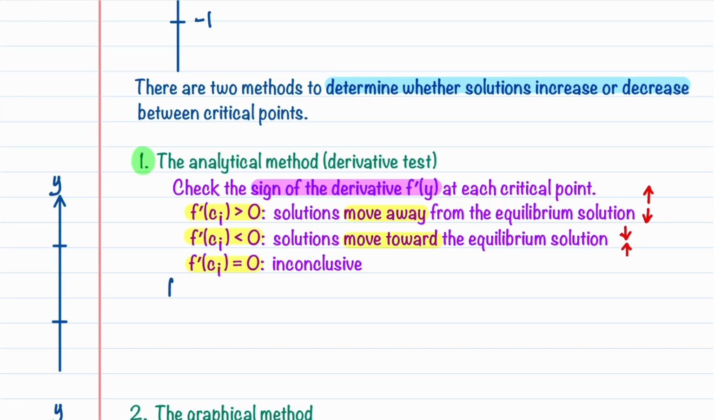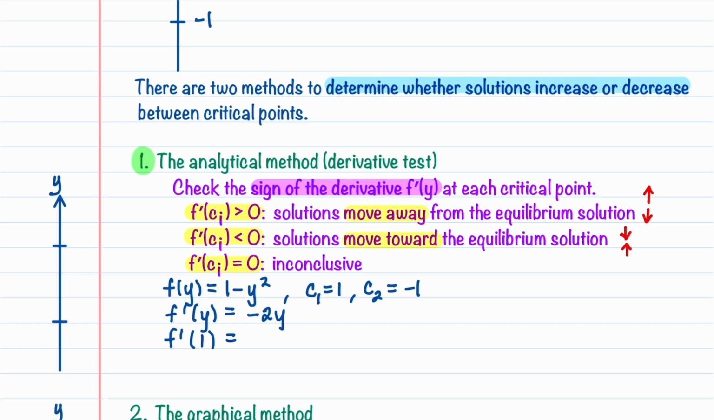We have f of y is equal to 1 minus y squared, and then we have our two points. Our critical point c1 is 1, and our other critical point is equal to negative 1. Let's take the derivative of f. So f prime of y is minus 2y. Now we substitute in each critical point. We'll first substitute in 1. That is going to give us minus 2, which is less than 0. So that tells us that our solutions are going to move toward our equilibrium solution.